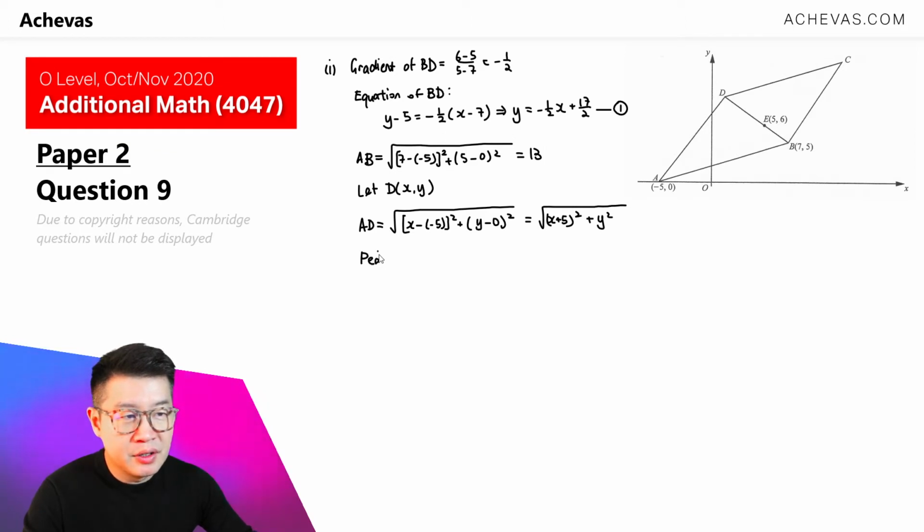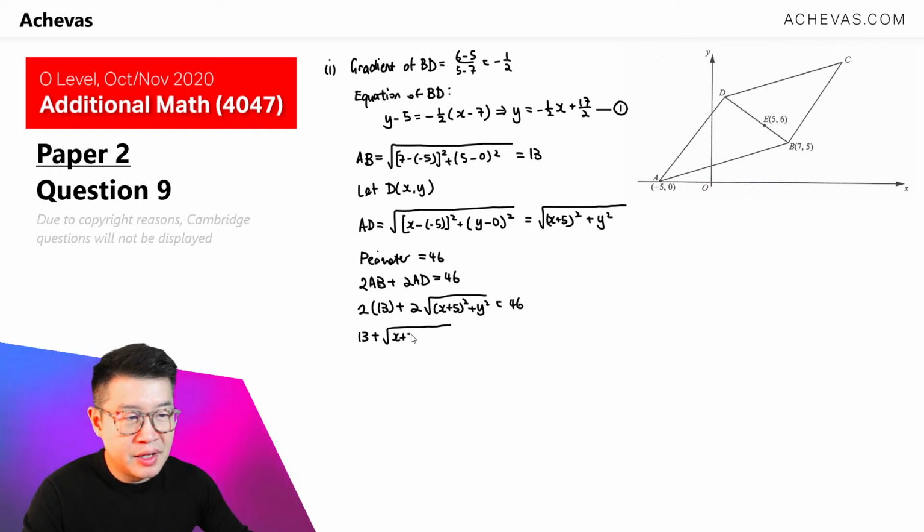So the perimeter, which is given to us as 46, is composed of 2 times AB and 2 times AD. So this will give us 46. We have 2 times AB, so 2 times 13, plus 2 times this, which is the square root of (x plus 5) squared plus y squared. This is equal to 46. Dividing by 2 throughout, we have 13 plus the square root of (x plus 5) squared plus y squared. This is equal to 23.